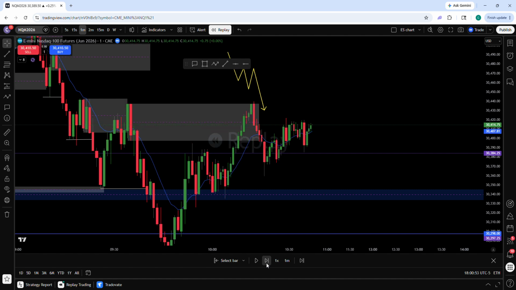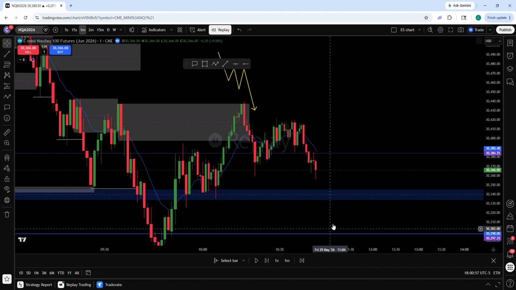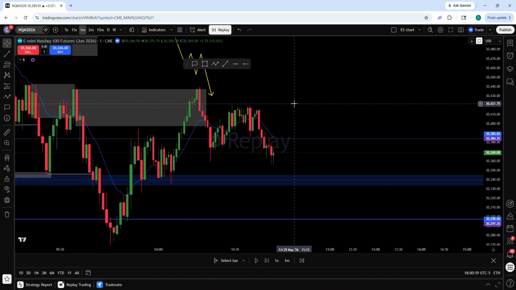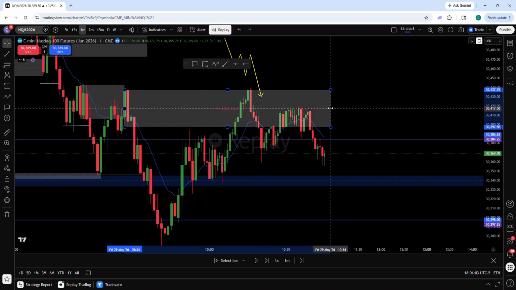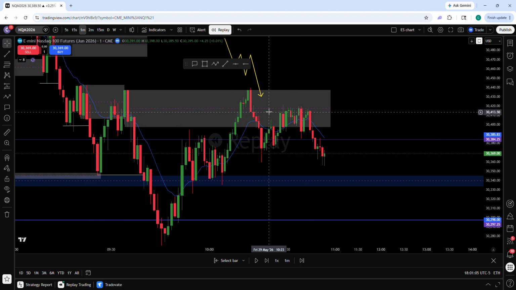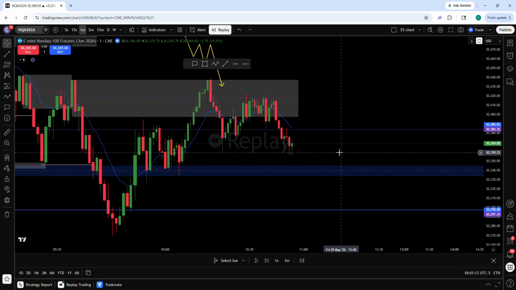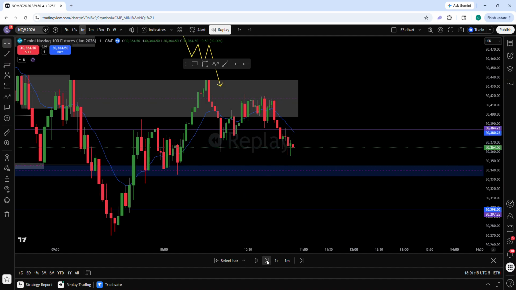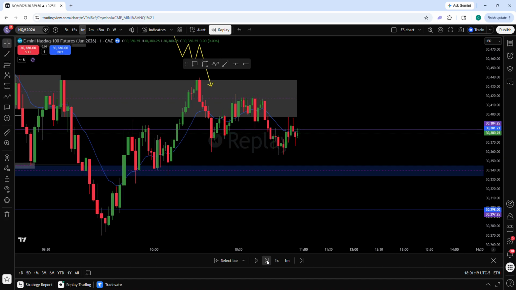This is pretty much a chop fest right here. For me, this is untradeable, because look, we're just dragging this out. This is still holding price down. Every time we come up into it, look at that. Bam, rejection, rejection, rejection, rejection. Another tap, rejection.